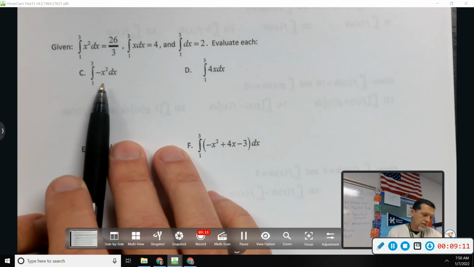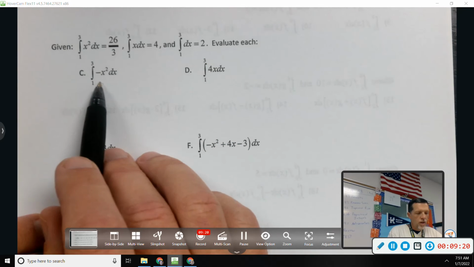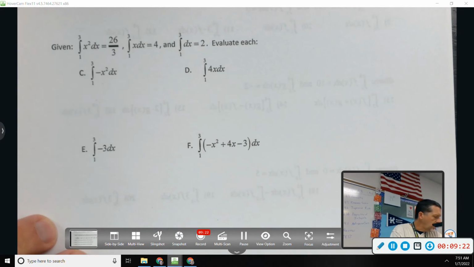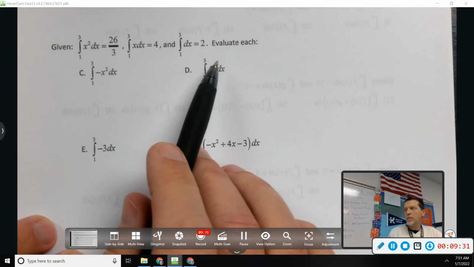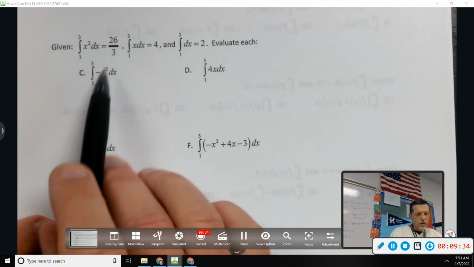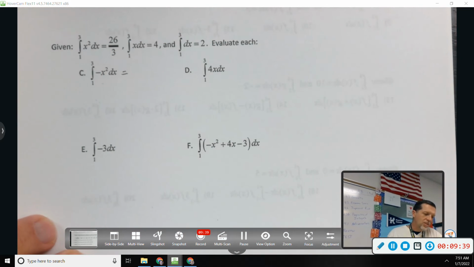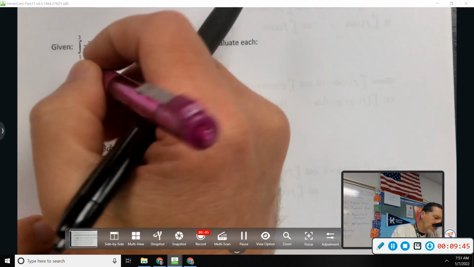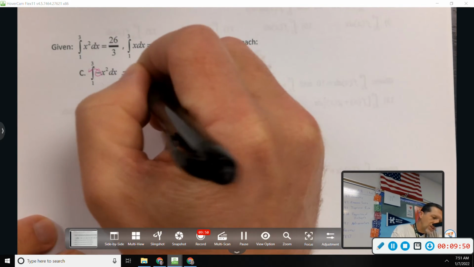Part C, or example C. But note that they've given you some integrals to work with, some areas to work with. So before long, like by the end of next week, maybe the week after that, we'll be able to answer C, D, E, F without that given information. We'll be able to do those on our own. But for right now, we're focused on properties, so they gave us some information. So what do you think the answer to C is? Just make it negative, like take the negative out front, and then you have the answer to what's left. So negative 26 thirds.